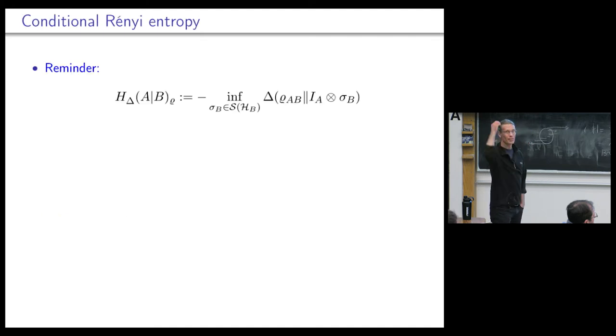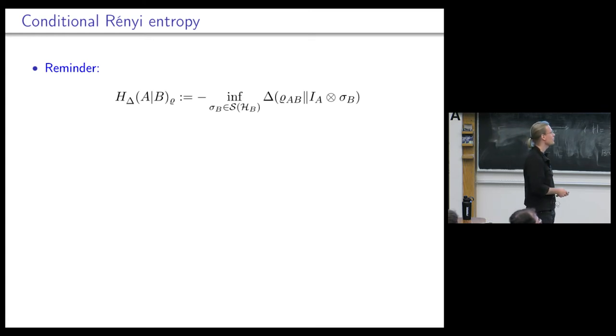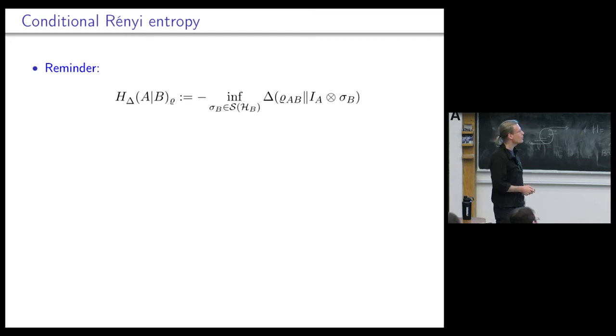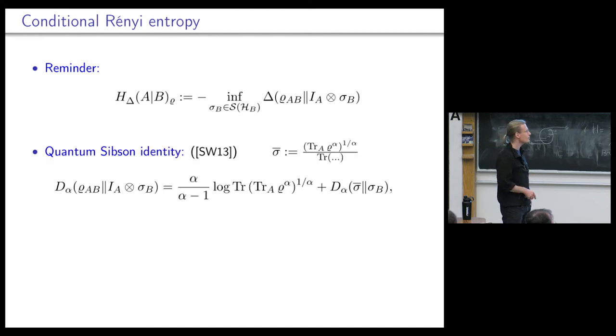Okay, so much about Rényi entropies. Now let's move on to conditional Rényi entropies, which are much more involved than entropies. Remember that this was our definition. We have a bipartite state, and we are looking at how far it is from a decoupled system where the first system is completely mixed state. It turns out that we have a very simple identity, the quantum Simpson identity. For any particular rho and sigma, you can write this Rényi divergence in this form. Now we are using the Petz-type Rényi divergences.